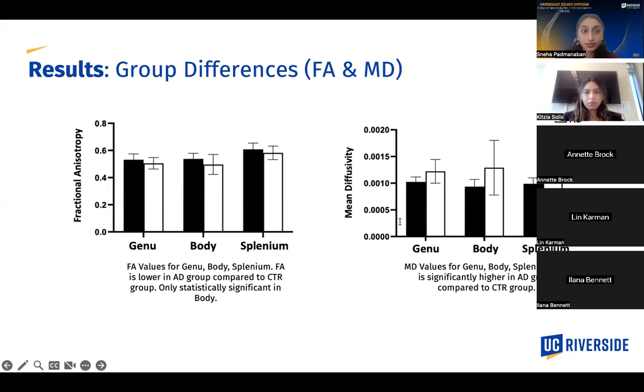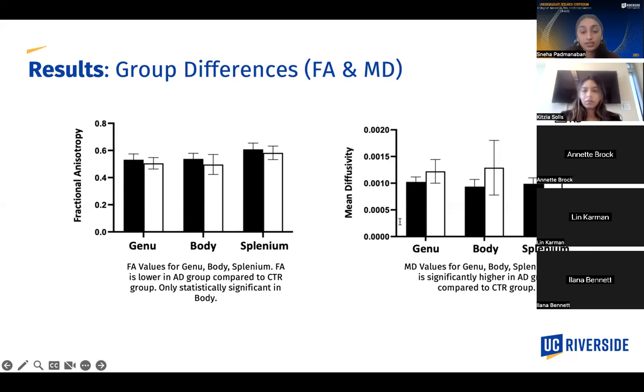These are the results of the three sections of the corpus callosum, the genu, body, and splenium, and the group differences between AD and control participants. In all three sections of the corpus callosum, we observed that FA was lower in the AD participants compared to the controls, as observed in the graph on the left. Additionally, MD was higher in all AD participants compared to the controls, as observed on the graph on the right. The results were statistically significant for all of the groups except for FA in the splenium and genu.